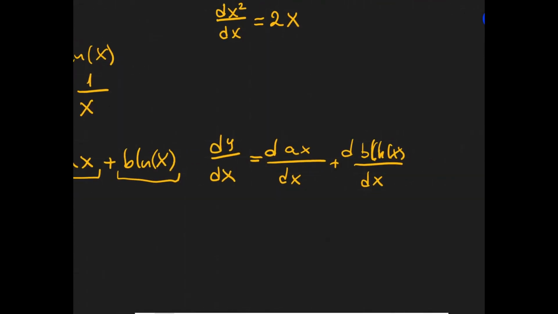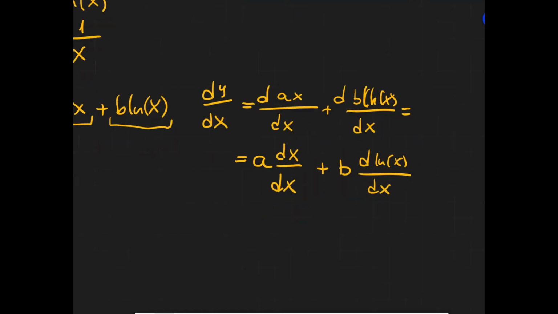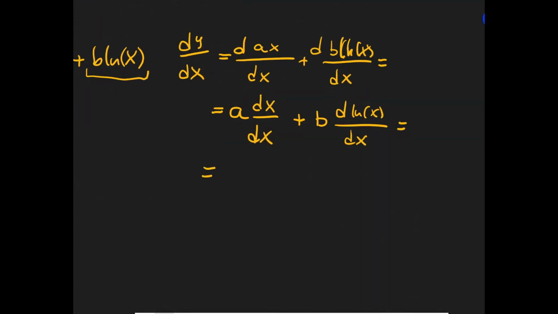And now we can look at this. First of all, this will be just a constant, so it can be brought in front of the derivative, and you have a times dx over dx. Now, that's because the first derivative of x with respect to x is 1. Plus, you will have here b, and then d over dx. So, because the first derivative of x with respect to x is just 1, this becomes a plus b times the first derivative of the logarithm of x with respect to x, which is just 1 over x, or you could write this like this.